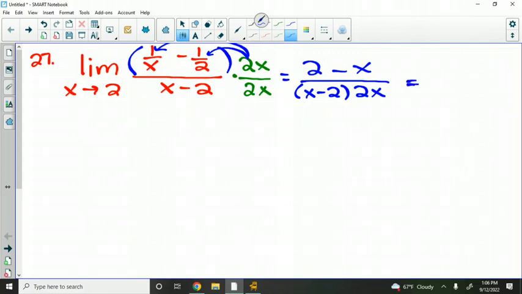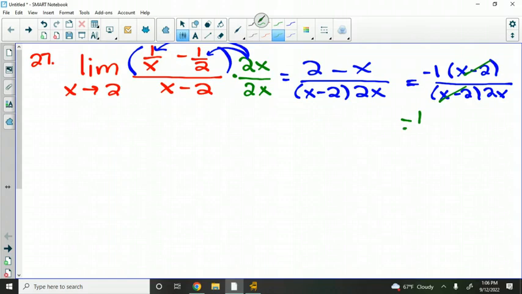If I factor a -1 out of the top, that becomes -2 plus x, which is the same as this. Then do we have something we can cancel? Yeah, we can cancel the x minus 2's, and we get -1 over 2x. Now that we canceled something out, we're going to try direct substitution. If we plug in a 2 for x, we get this. That's our limit.